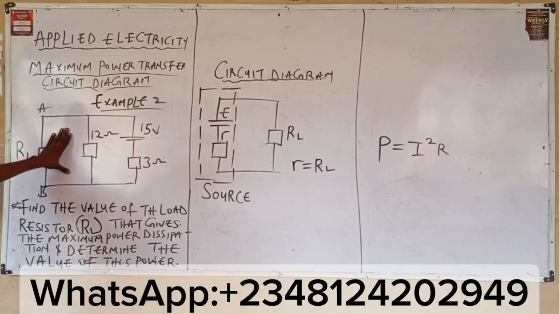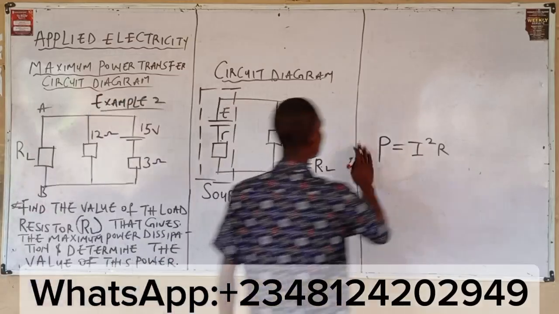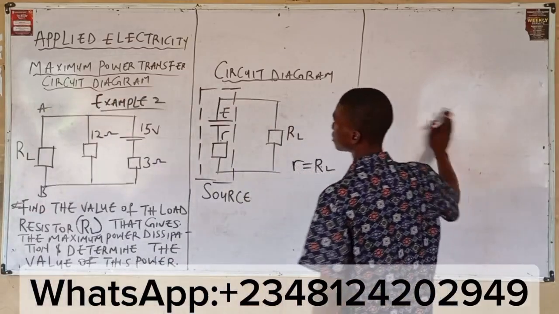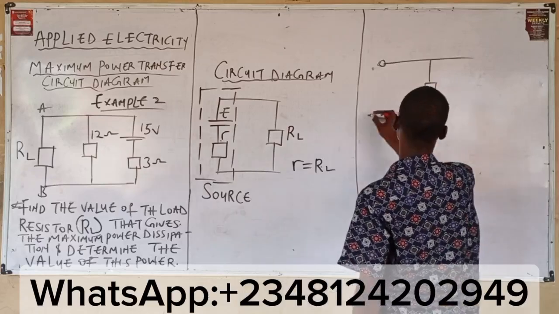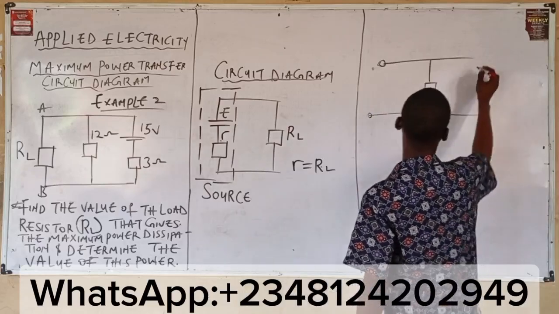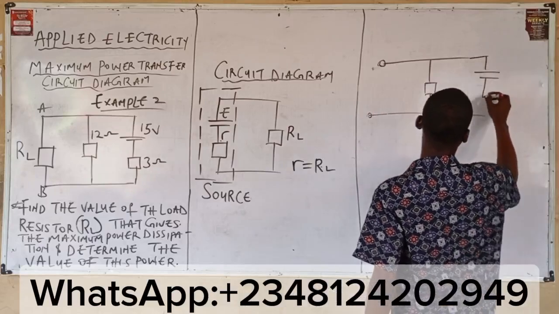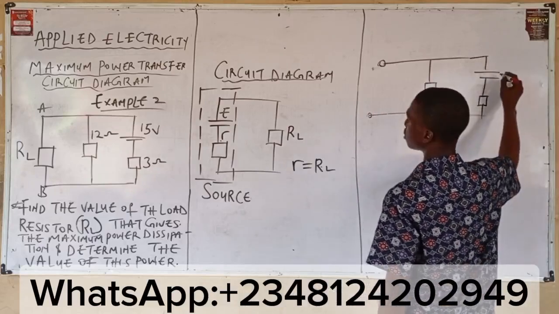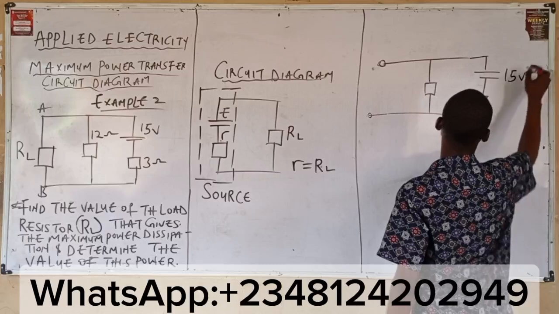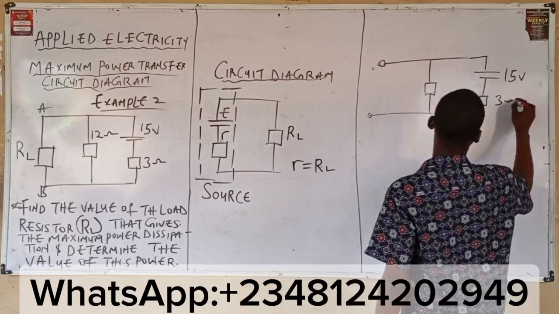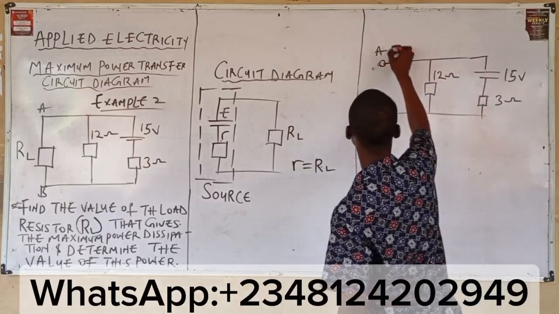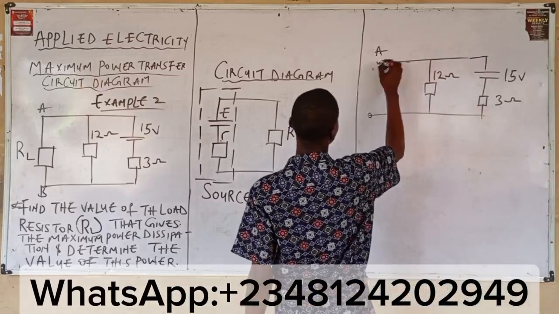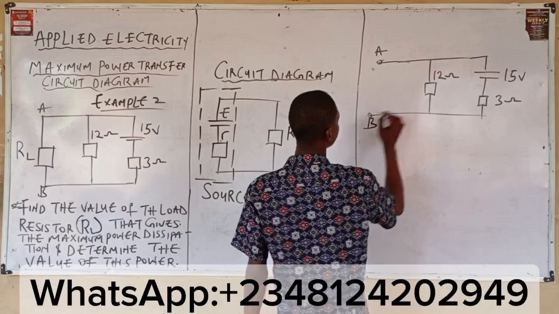So how it works here is that from this circuit, step one, you short circuit your load resistor. You have this: this is 15 volts, this is 3 ohms, this is 12 ohms. This is A, and this is B.